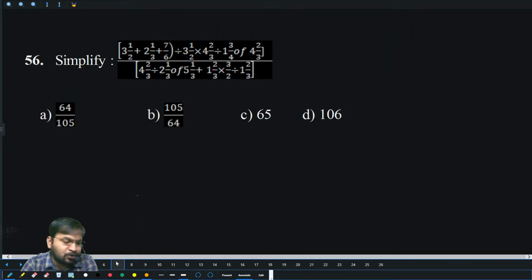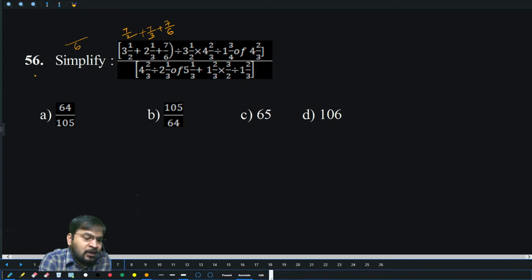So, simplification question. 3 1 by 2 is nothing but how much? 7 by 2. 2 1 by 3 is 7 by 3, plus. LCM is what? LCM is 6. 2 3s are 6, 3 7s are 21, 3 2s are 6, 2 7s are 14, plus 7. And together it is 42. 42 by 6 is nothing but 7.